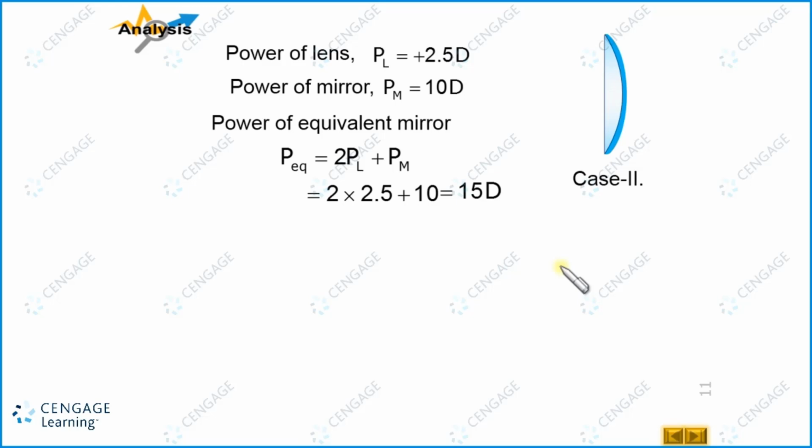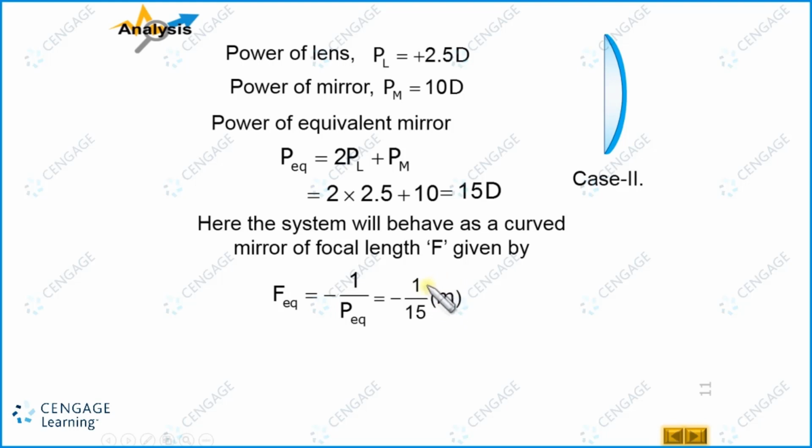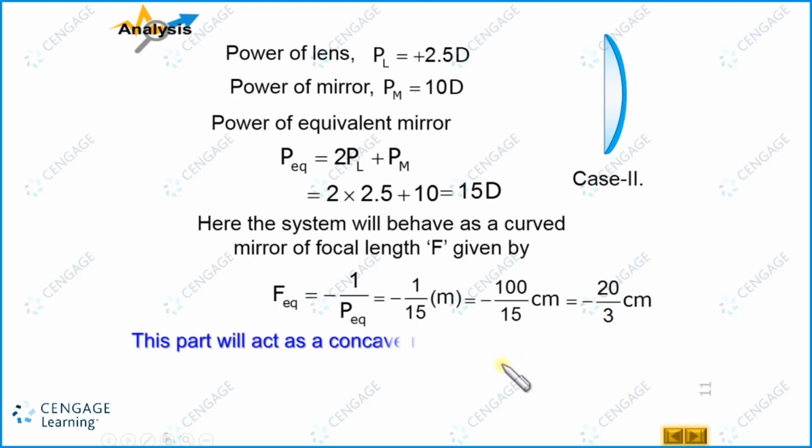So here we got the power of the combined system, which is forming a mirror. And we know the focal length of the mirror is equal to minus 1 upon power, because we define power of the mirror equal to minus 1 divided by focal length. That means the focal length of this system can be written as minus 1 upon equivalent power, and this value is 15 diopter. So it is equal to minus 1 upon 15. That means the focal length of the equivalent system is minus 1 divided by 15 meter. We can change this value into centimeter by multiplying by 100. So it is 100 divided by 15 centimeter, and after simplification this is equal to 20 divided by 3 centimeter with negative sign. The negative sign here represents that the system is acting as a concave mirror of focal length 20 divided by 3 centimeter. Right.